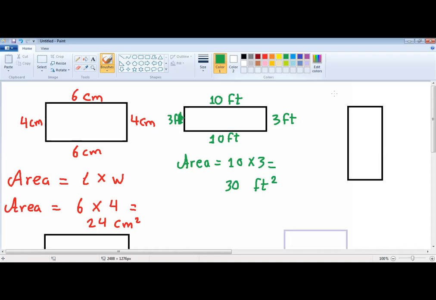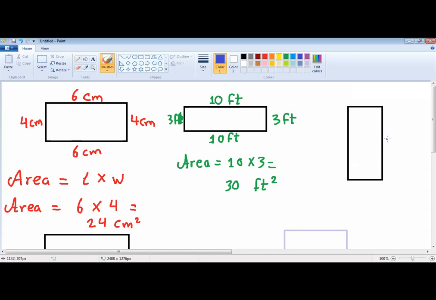Yes. This one, a rectangle or a square? It's a rectangle. The long side here is the length, and the shortest one is the width. So here, 10 is the length, 3 is width. Here, 6 is length, 4 is width.